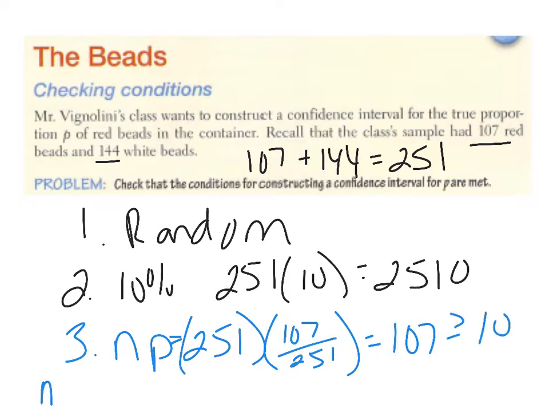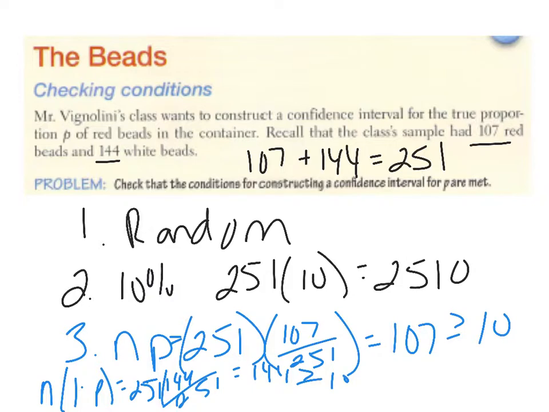And then our failures, n times 1 minus p, which gives us our sample, 251 times 144, which is our failures, over 251, gives us 144, which is also greater than or equal to 10. So we satisfy our large counts for this. So their class could move forward with constructing a confidence interval for this particular parameter.